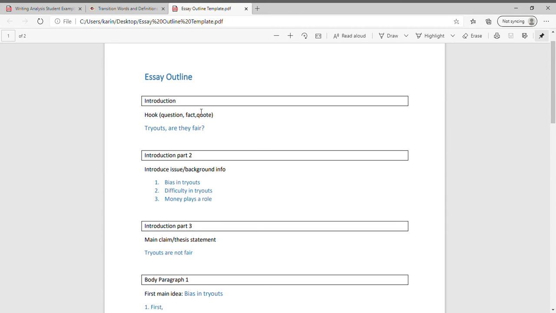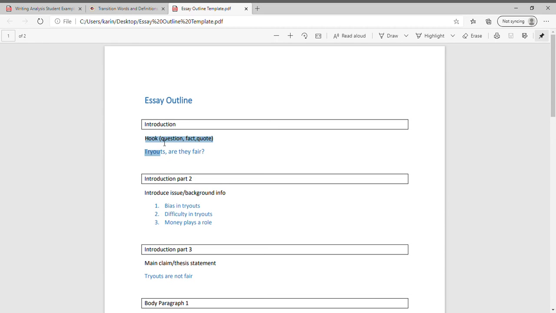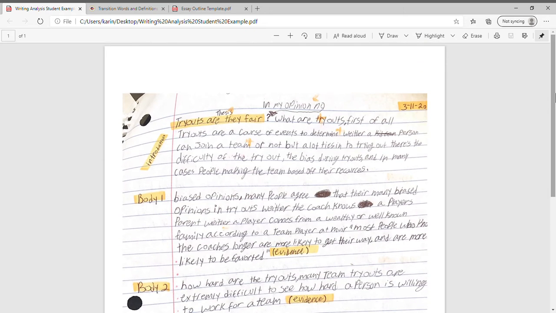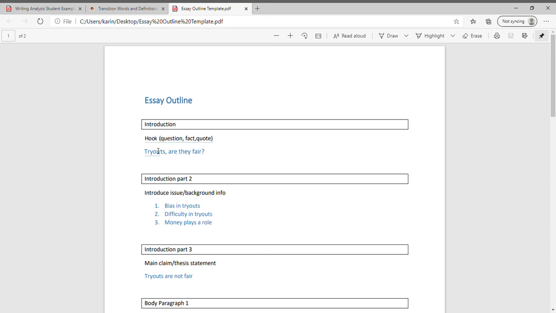So first and foremost, we have the introduction, of course. So the introduction includes the hook, and you included your thesis in the form of a question, which can be used as a hook. Tryouts, are they fair? So you can use this, or you can find a fact or a quote for your hook. For the second part of the introduction paragraph, you need to introduce your issue. So you can do that in 1 or 2 sentences.